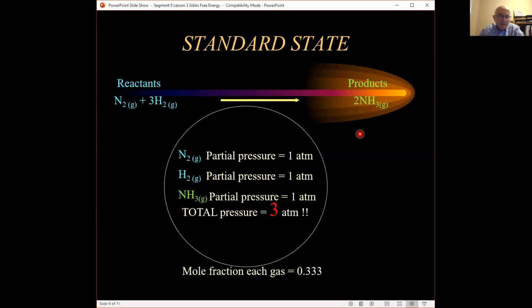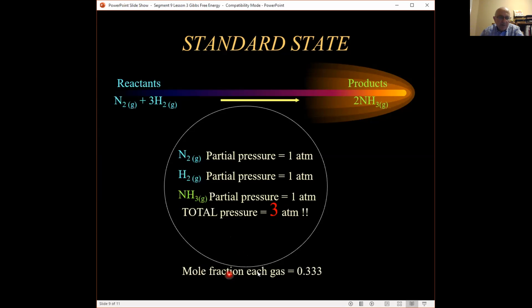And the standard state of that would have each of the substances present at 1 atmosphere pressure. So the partial pressure of N2 in this standard mixture is 1 atmosphere. The partial pressure of H2 in this standard mixture is 1 atmosphere. The partial pressure of ammonia in this standard state is 1 atmosphere. The total pressure by Dalton's law is the sum of the partial pressures, so it's 3 atmospheres. From Raoult's law, you can get the mole fraction of any component is just its partial pressure divided by the total pressure.